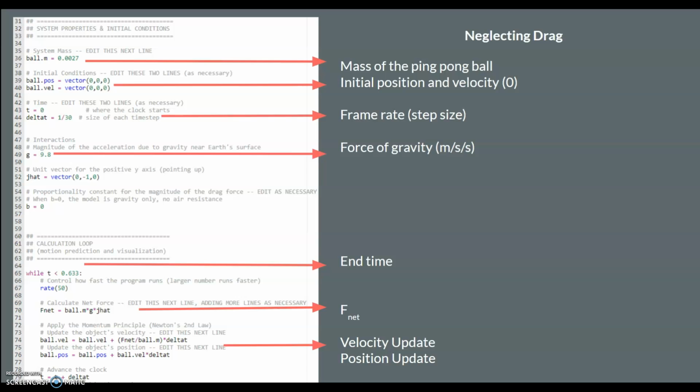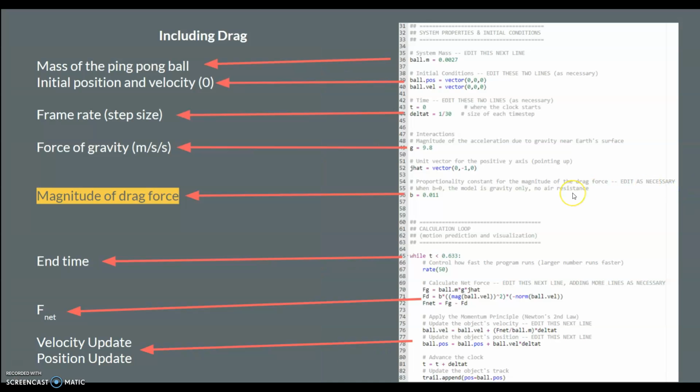In line 70, I have my F net, which in this model neglects drag, so that's not included. In line 74 and 76, I have the velocity and position update formulas, respectively. In this GlowScript file, I am including drag. So just about everything in here is the same, except for a few notable differences.